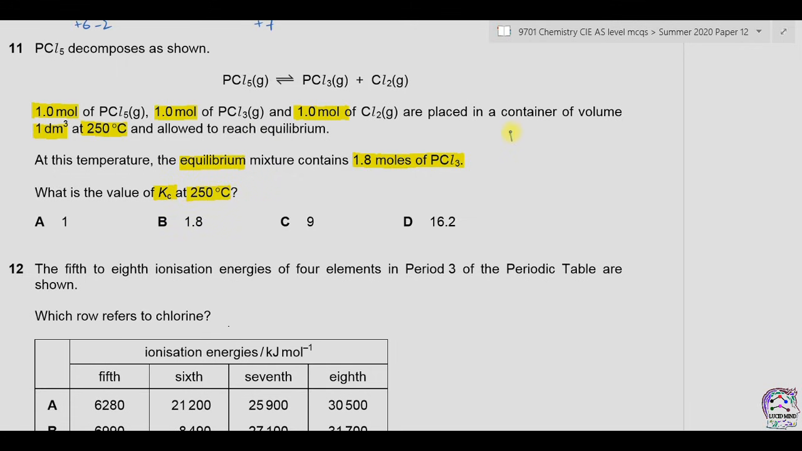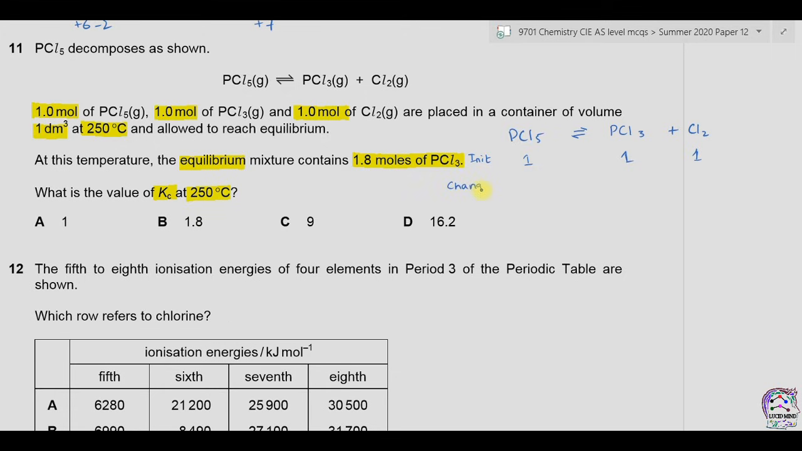Let's rewrite the chemical equation. We have PCl5 and it is converted into PCl3 along with Cl2. Now the initial concentration is 1 mole for PCl5, 1 mole for PCl3 and 1 mole for Cl2.